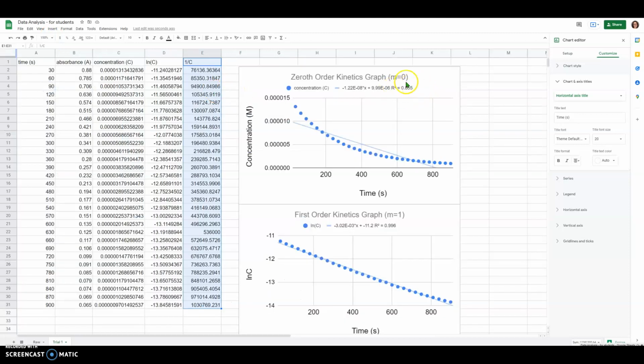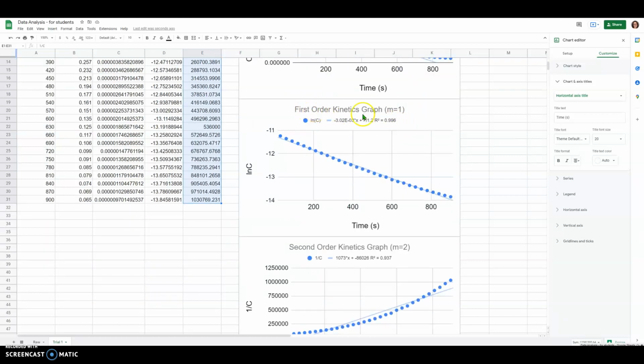Right? So notice the 1st graph had an R² of 0.855, so that's not very good because it's not close to 1. The 2nd graph for 1st order kinetics has an R² of 0.996, so that's great. That means it's pretty close to 1.